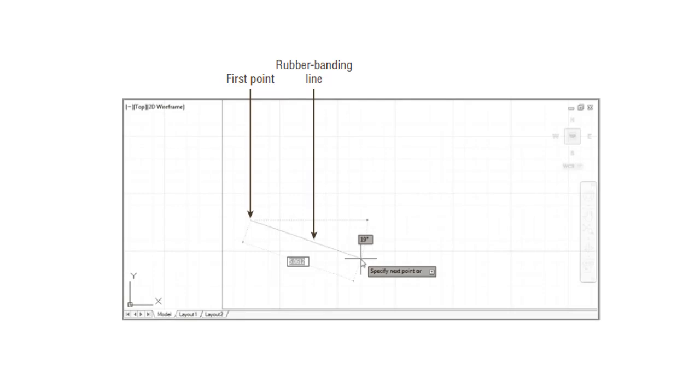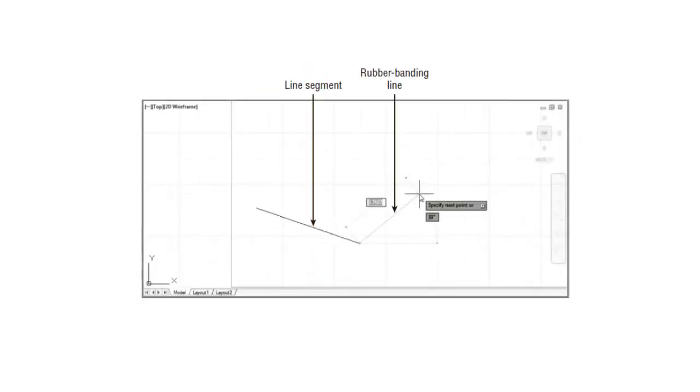After you select the point, AutoCAD changes the prompt to this: specify next point or undo. Now, as you move the mouse around, notice the line with one end fixed on the point you just selected and the other end following the cursor in a rubber banding motion. You also see a message asking you to specify next point or.